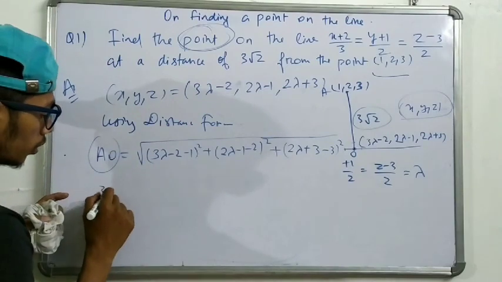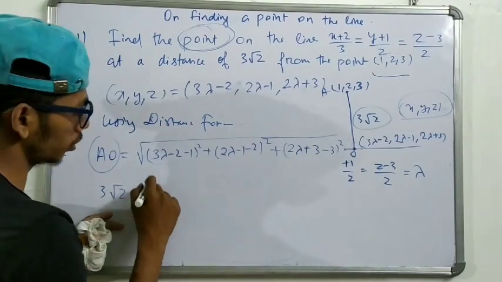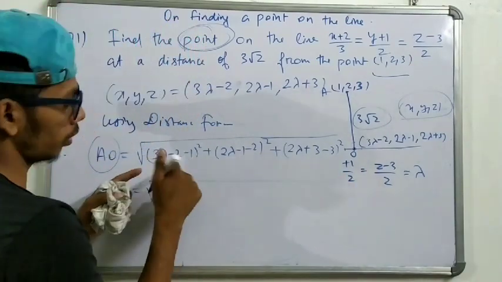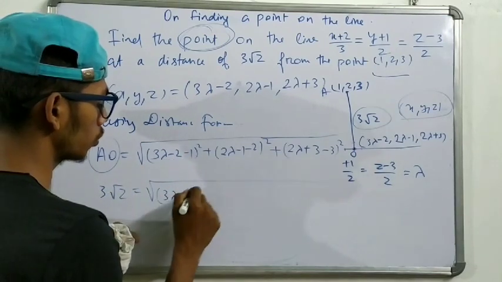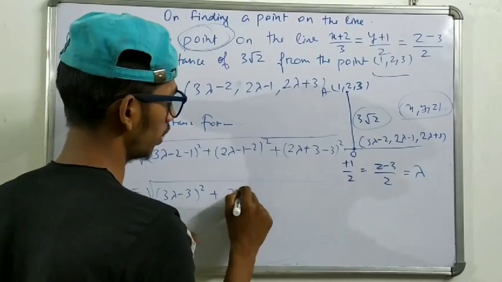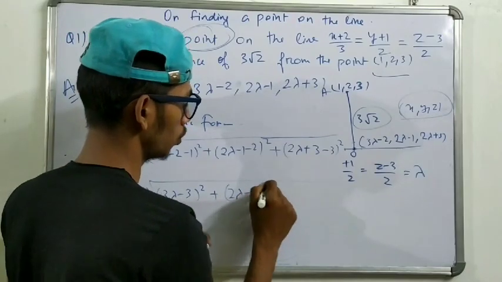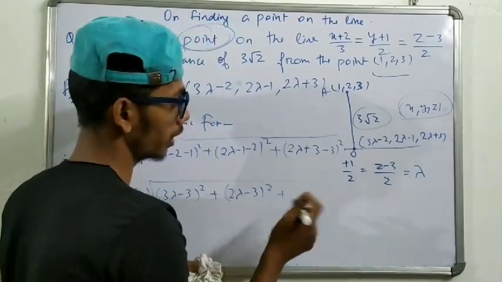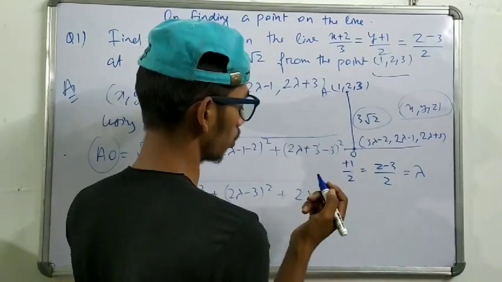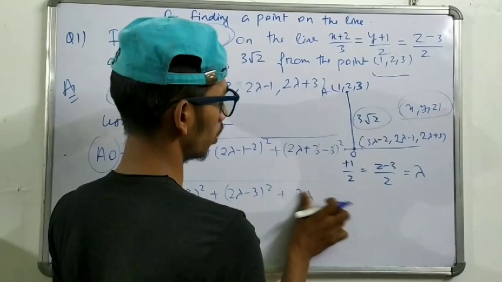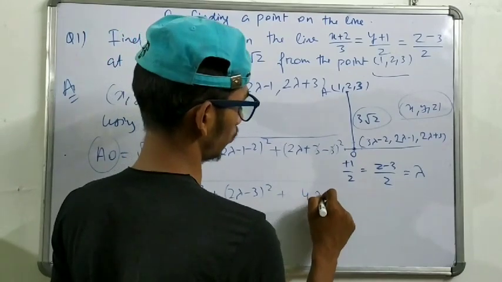So let's put the value: 3√2 is equal to, you can solve here. So like minus 2 minus 1, like minus 3. So 3 lambda minus 3 whole square plus 2 lambda minus 3 whole square. See that I'm doing the correct calculation. Okay, calculation mistakes you should also watch for. Then 2 lambda square, it will be 4 lambda square.